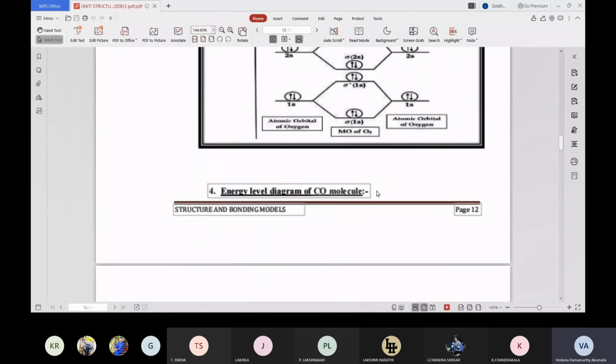Next, these are the homodiatomic molecules, which is over. In the next class I will explain the energy level diagram of carbon monoxide, and in another class the heterodiatomic molecules. Okay?